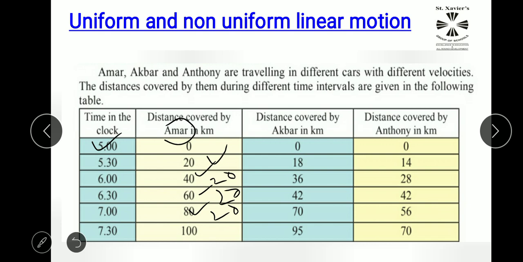So here speed is constant, students. But in the case of Akbar, the distance traveled is initially 18 kilometers and then again 18 kilometers, total 36 kilometers. Later on only 6 kilometers per half an hour, so suddenly the speed decreased to 6, and then the speed suddenly increases again, and 42 plus 28 becomes 70 kilometers. So the distance traveled is initially 18, then 6, and then 28.